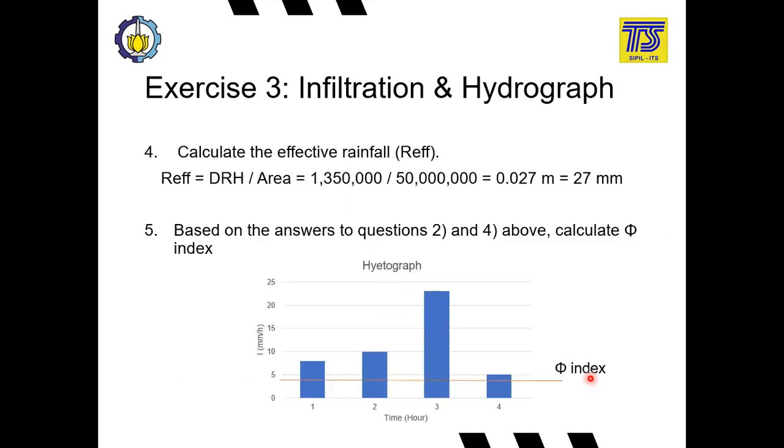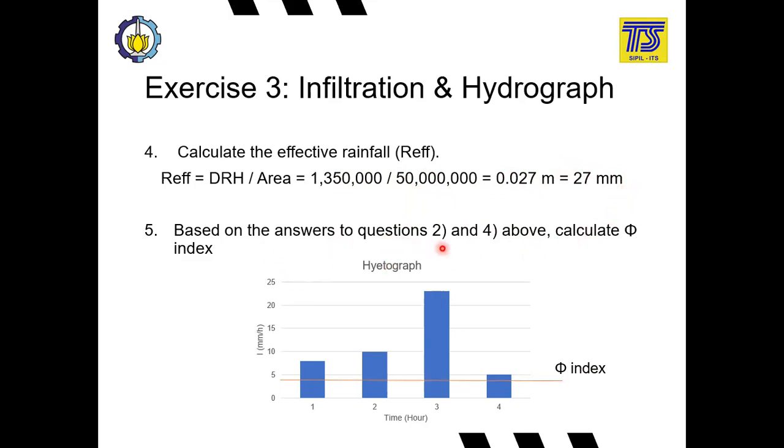And after that, the fourth question is to calculate the effective rainfall. For the effective rainfall, if the DRH is already known, you only have to divide it by the area. So we have an area of 50 something. The something is based on your number, like the last digit of your student number. Here is an example of a 50 kilometer square area, so the last digit is 0. And then we have the effective rainfall of 0.027 meters or 27 millimeters of rainfall height.